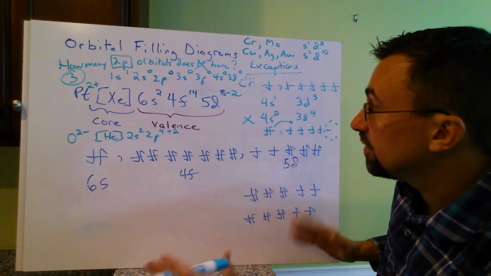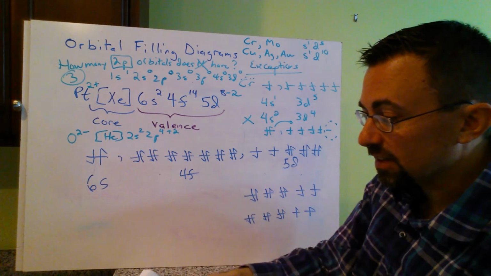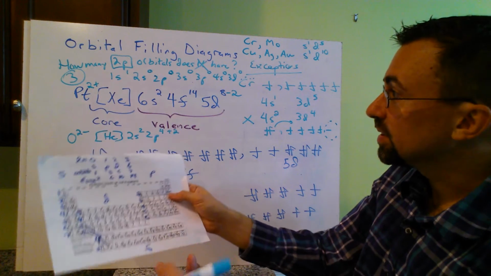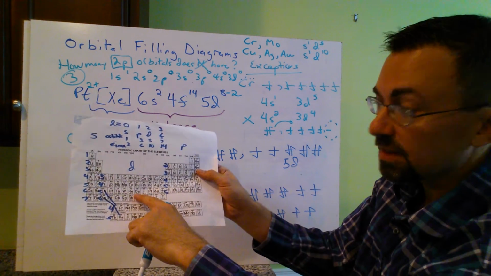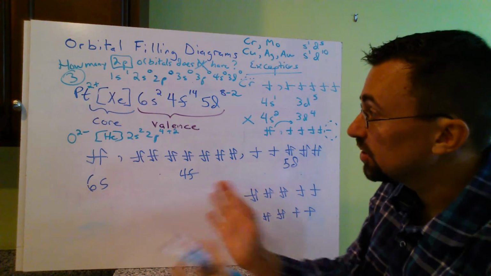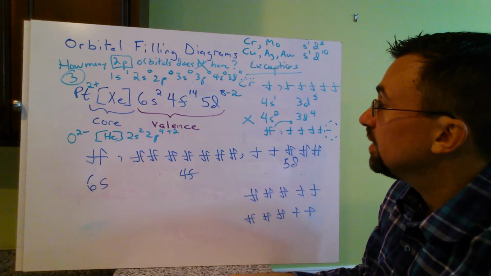So I think that's pretty straightforward. Or you just pretend, instead of oxygen, just pretend it's neon. Or instead of platinum, take 2 electrons away, pretend it's osmium in the periodic table. So just adjust that way. So I think that's pretty straightforward.